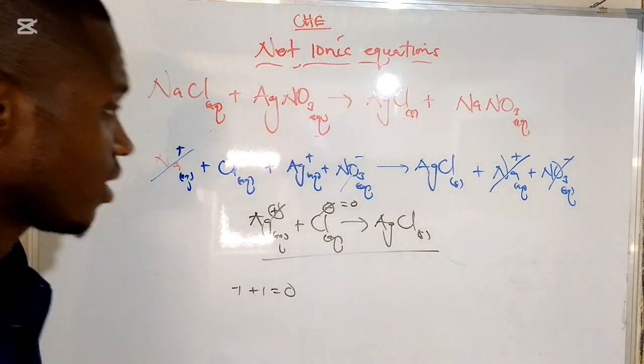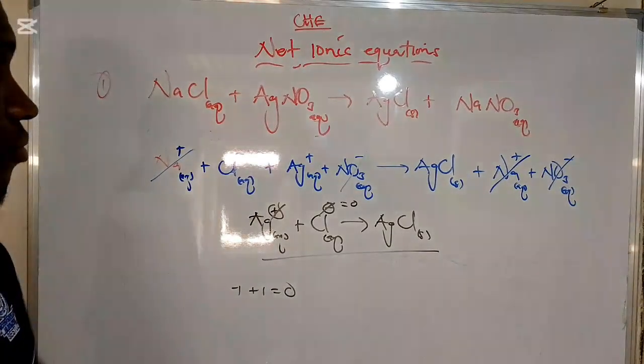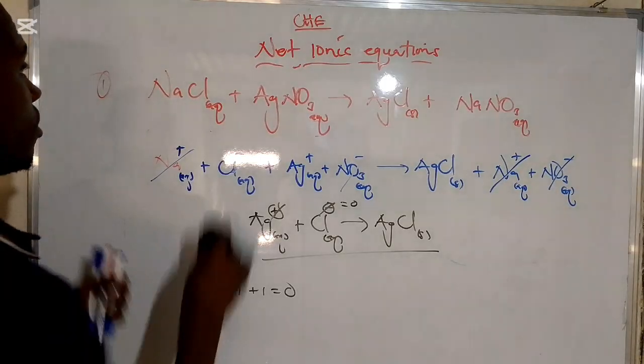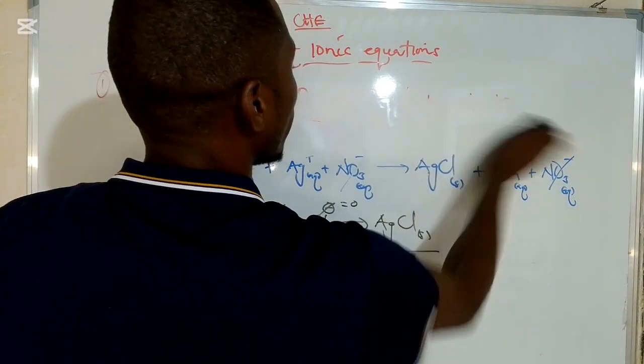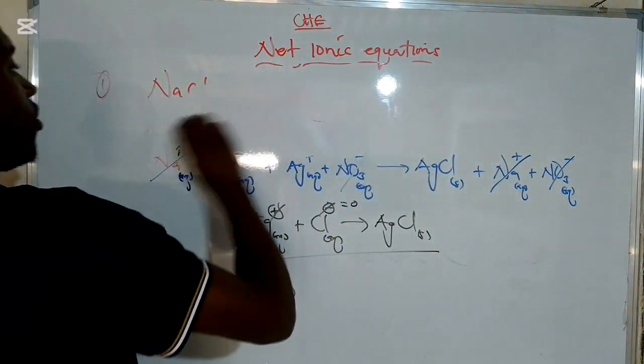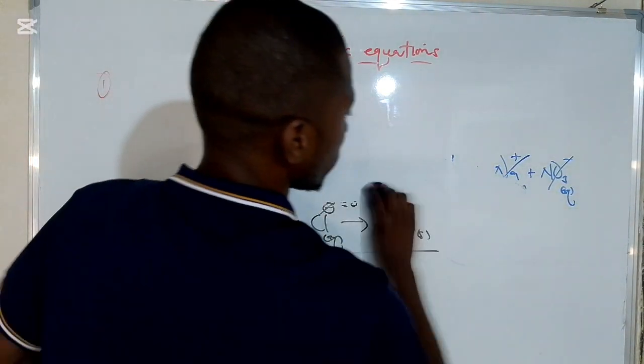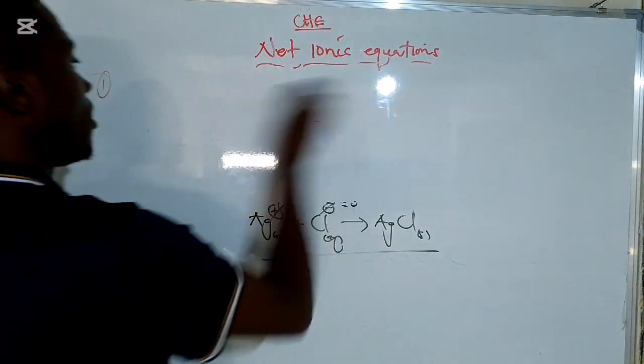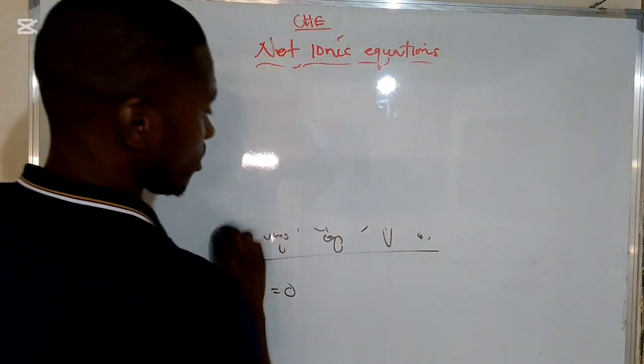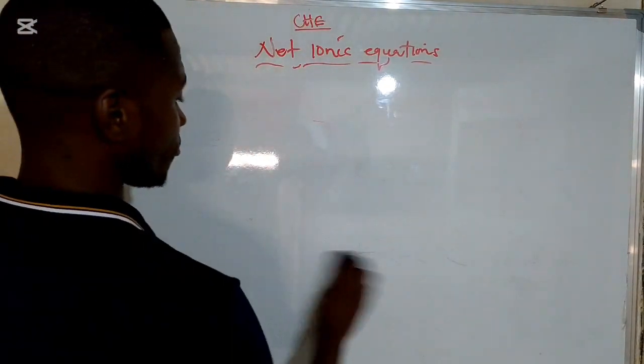Then let's look at another example maybe. Now it is not always that you're going to be given an equation which is well balanced like this. Sometimes you will find that equations are not balanced, so it's up to you to balance that equation.